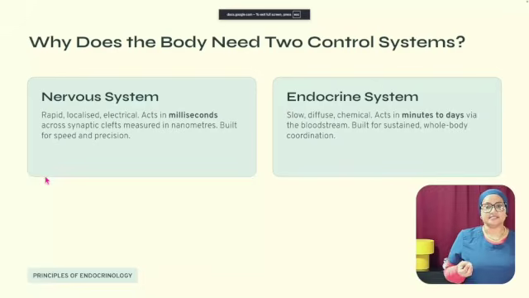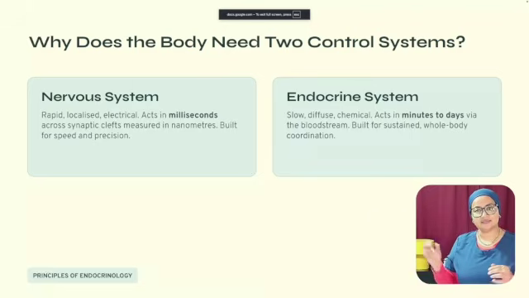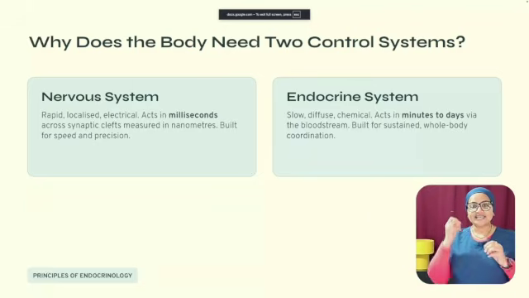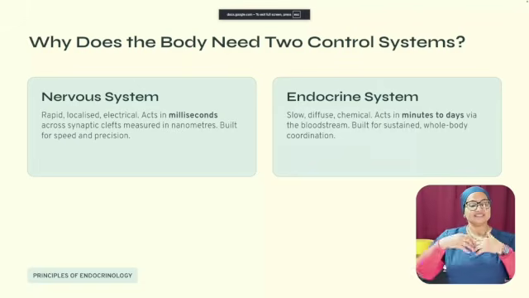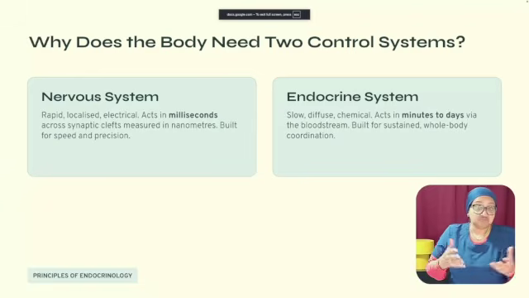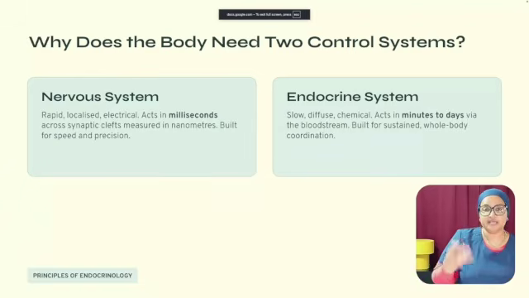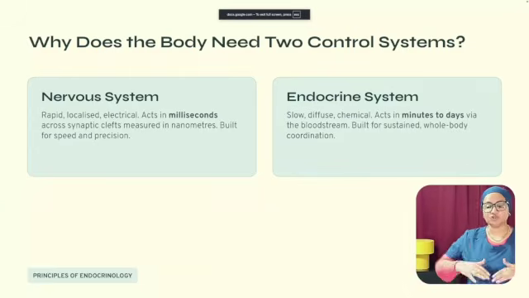Now, the endocrine system is slow and diffuse. It communicates in minutes to hours to days and even decades via the bloodstream. Its signals are chemical and it's built for sustained whole body coordination. Things like metabolism, growth, reproduction, stress adaptation. Think of the endocrine system as the body's radio broadcast. It reaches every cell simultaneously, continuously, and can maintain its effect over days.